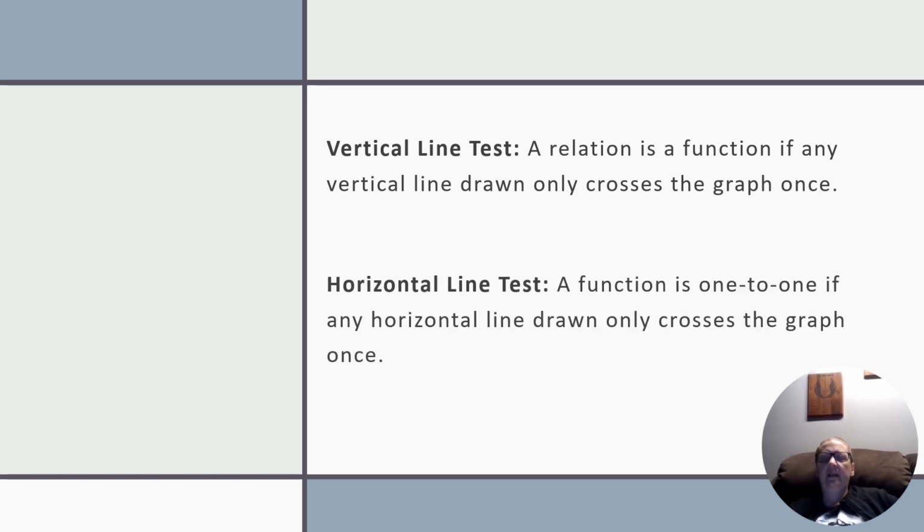And then we can tell if a function is one-to-one with the horizontal line test. So we can draw horizontal lines across, and a function is one-to-one if any horizontal line only crosses once. So if there's any time where a horizontal line crossed more than once, then it would not be one-to-one.